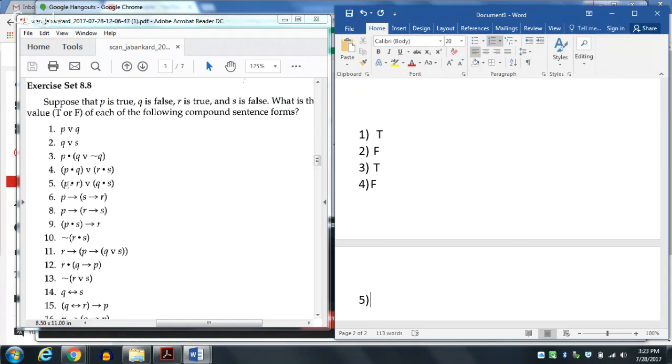So the next one is very similar. P and R. So P is true and R is true. So this side is true, right? Or Q and S. Q is false, S is false. So P and R is true, Q and S is false, but since it's a disjunctive argument, it's an or, only one side needs to be true. Since the P and R side is true, the Q and S side is false, the whole thing together gets a true.